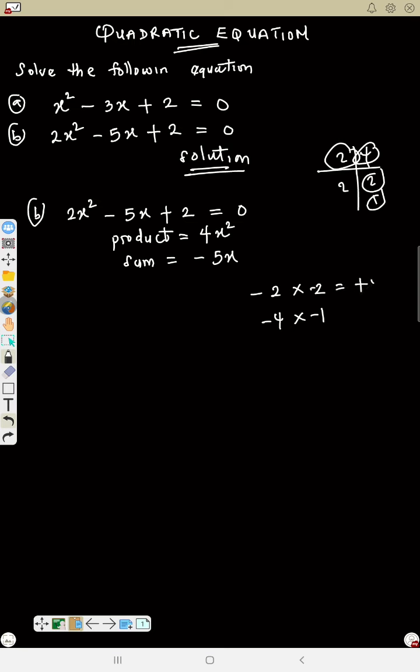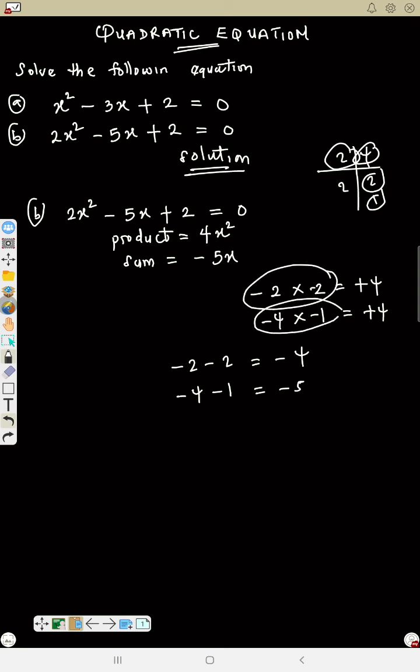So minus times minus is plus, this is plus 4. Anytime the sum is minus and this one is plus, we put minus in both numbers. Remember, take note of the signs. So now you have the sum, that will be minus 2 minus 2, that is minus 4. Minus 4 minus 1, that's minus 5.